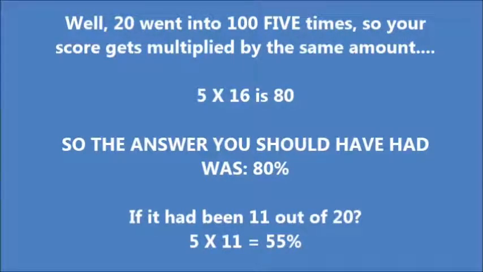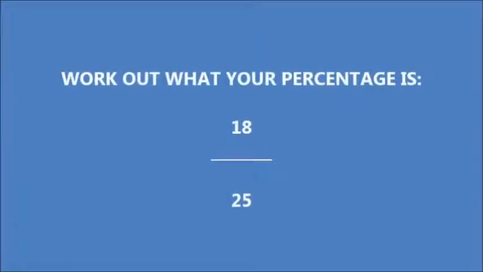Well, 20 went into 100 5 times, so your score gets multiplied by the same amount. 5 times 16 is 80. So the answer you should have had was 80%. If it had been 11 out of 20, then it's 5 times 11, and that would have been 55%. Magic numbers. They really help.